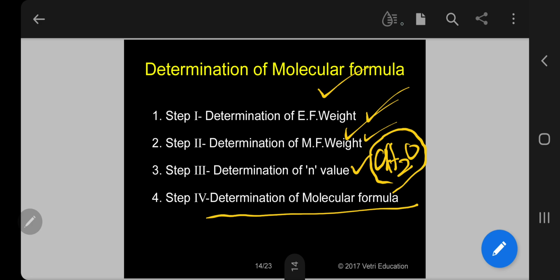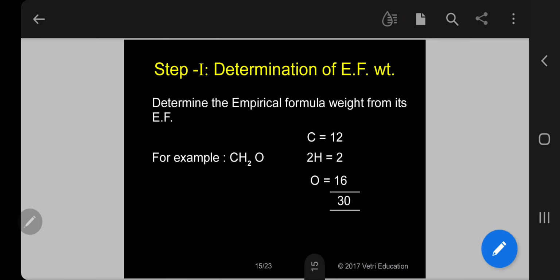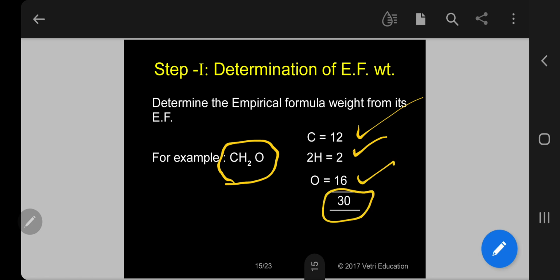So let me explain further. Kindly follow me. First, the determination of the empirical formula weight. The empirical formula is given as CH2O: carbon atomic weight 12 grams, 2 hydrogen 1 plus 1, that is 2 grams, oxygen 16 grams. So totally there are 30 grams. That is the empirical formula weight. So the empirical formula weight for CH2O is 30.